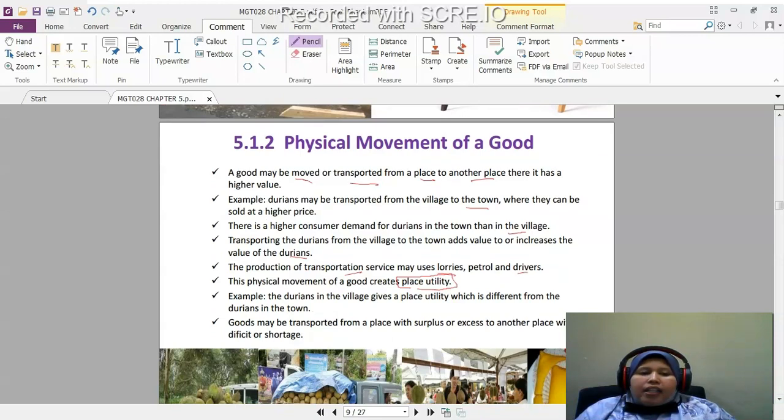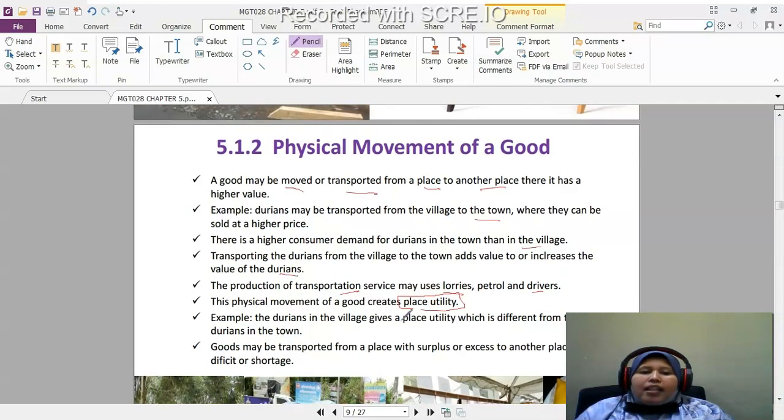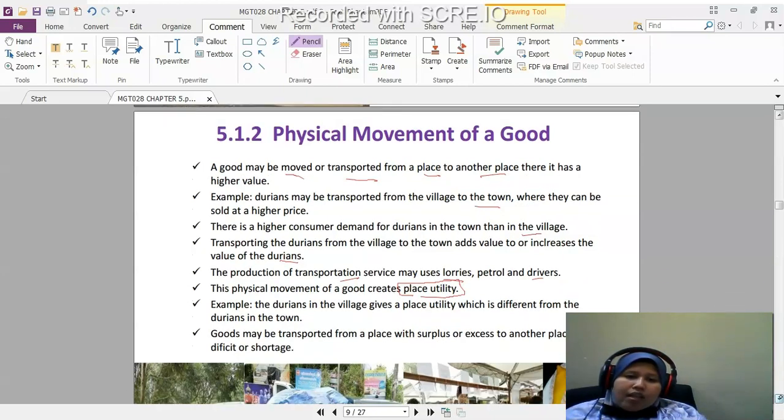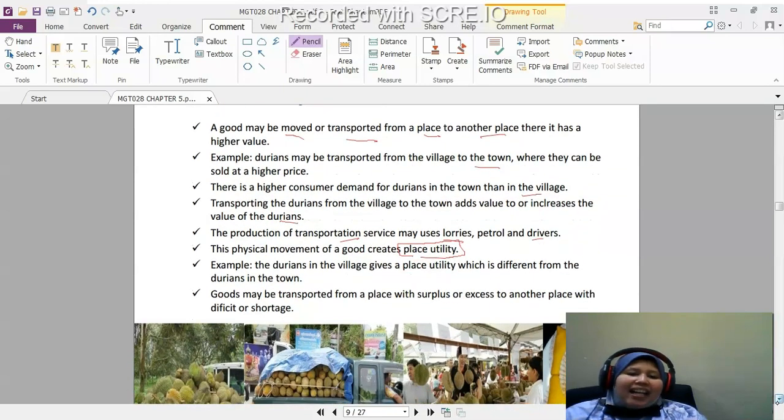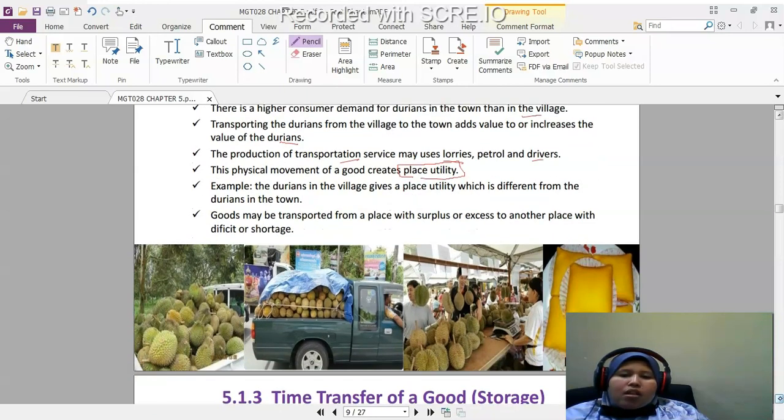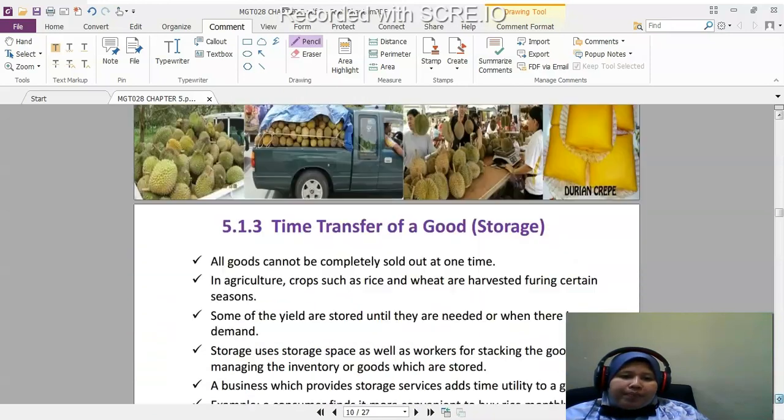Okay? Kalau kita tengok dekat bandar shortage of durian, dekat village, okay, kita dapat banyak sangat durian. Okay, so that's why they create place utility. Okay, perubahan kepada tempat untuk produk tersebut.